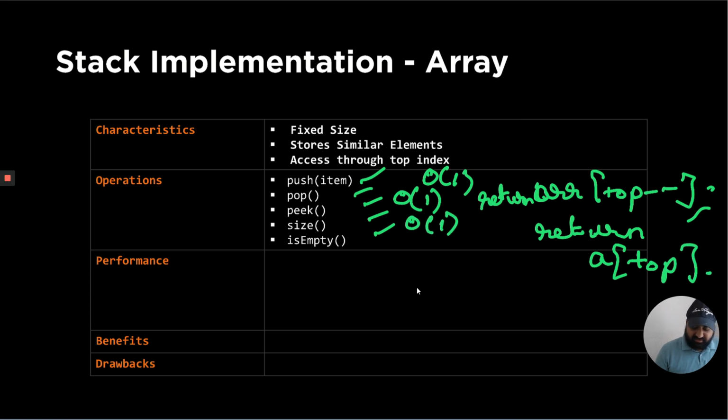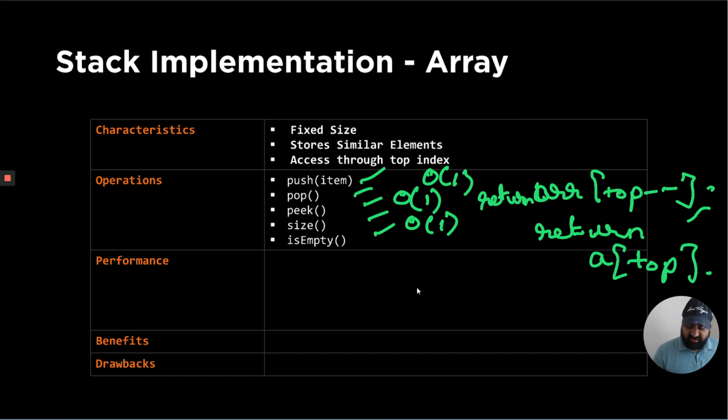And size would again be O(1), because we are already storing the size variable. If we were not storing the size variable, then we would have to do something like arr.length, or go through the entire stack, and that would be O(n). So again, there's this trade-off between storing size as an additional variable versus trading it for performance. It really depends on what you're trying to achieve.